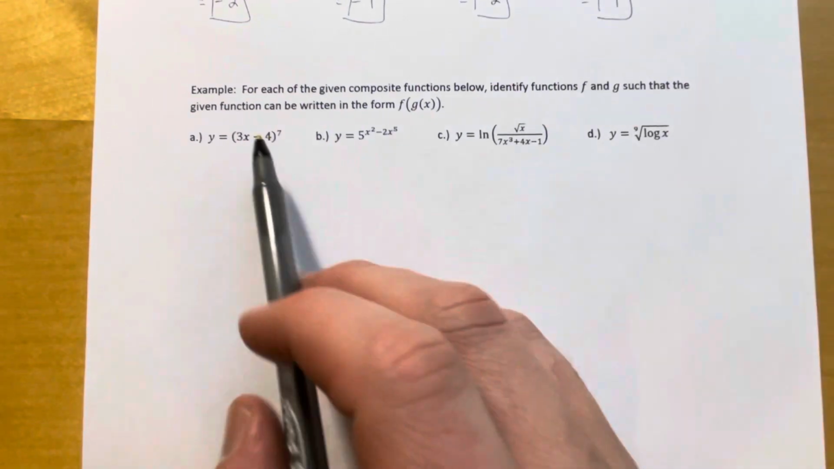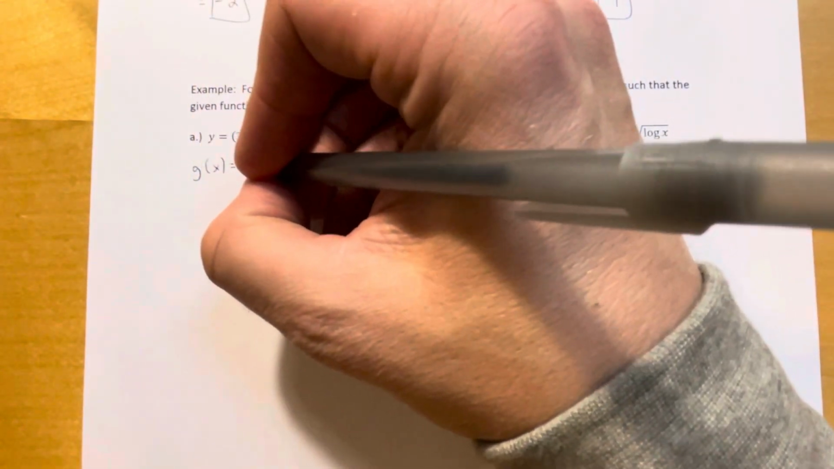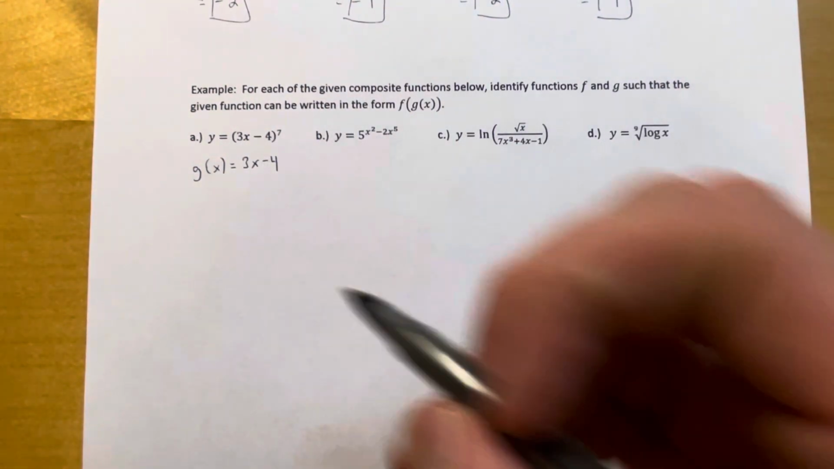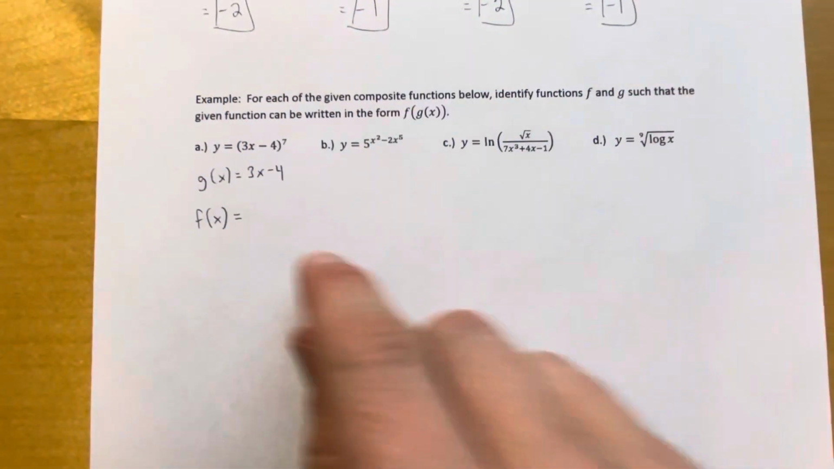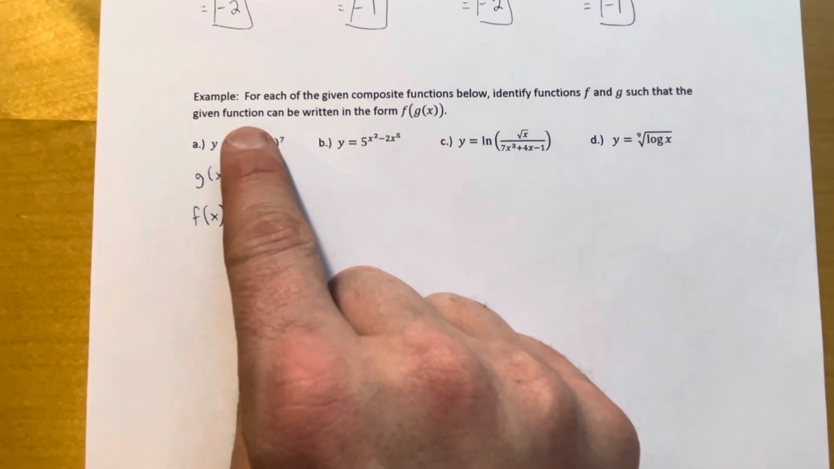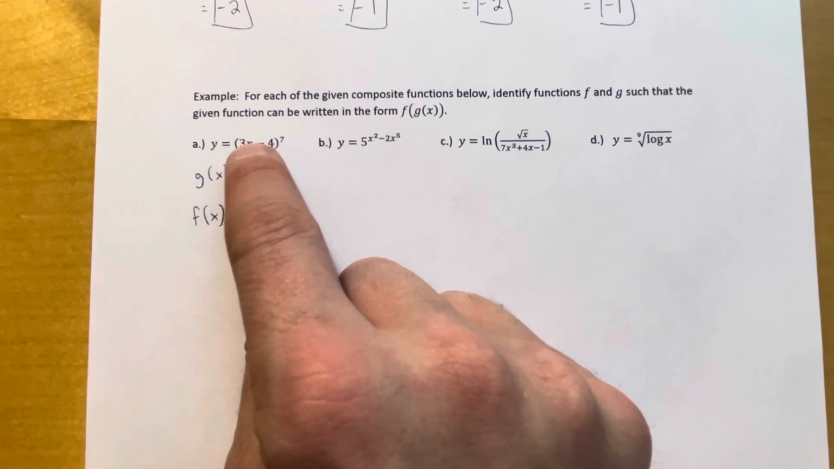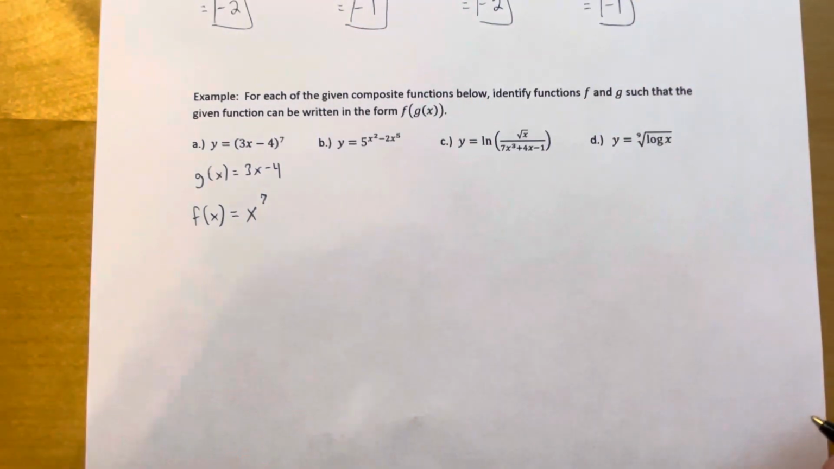So for this first problem, I have 3x minus 4 in a set of parentheses. That indicates that I should use g of x equals 3x minus 4. That's the thing that's sitting inside this other function. Now, how do I get f of x from that? What you want to do is find whatever part of this function you're calling g of x and remove it and then replace it with just an x. So that would become x to the 7th power. That would be f of x.